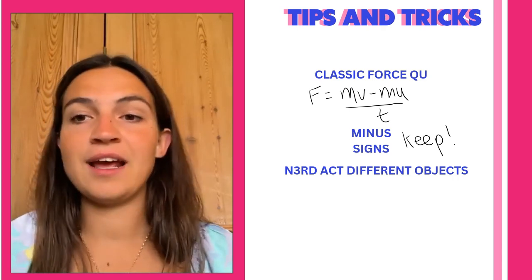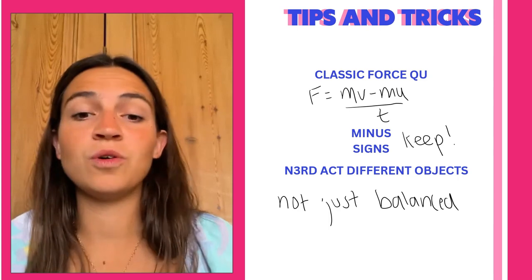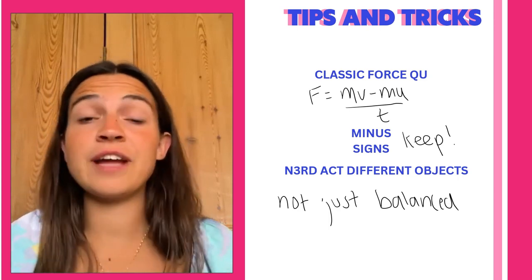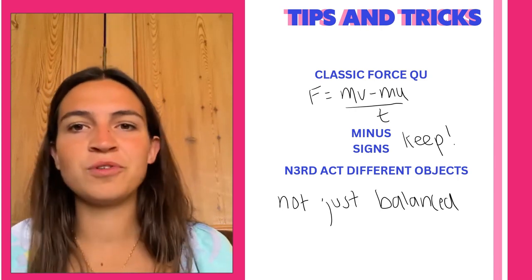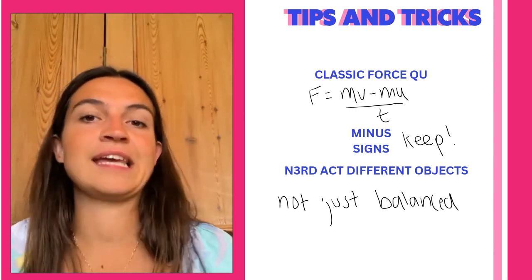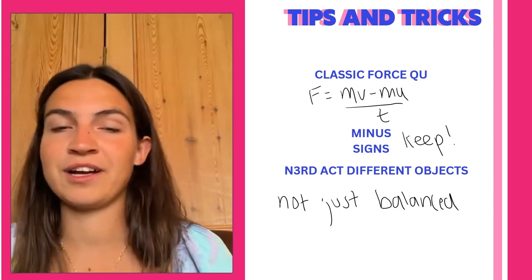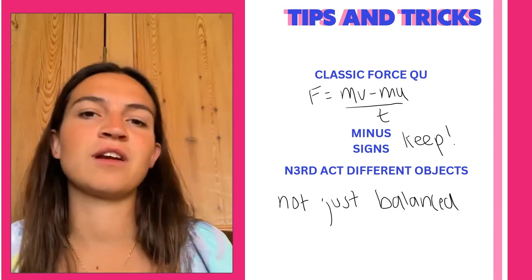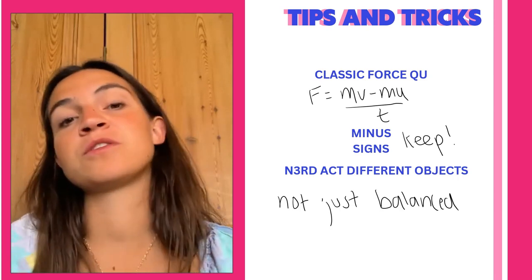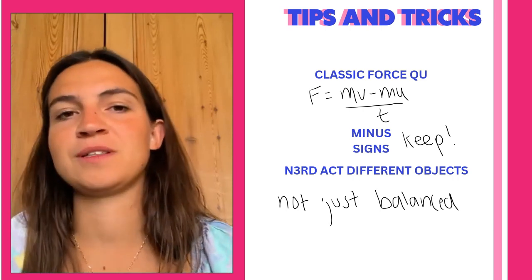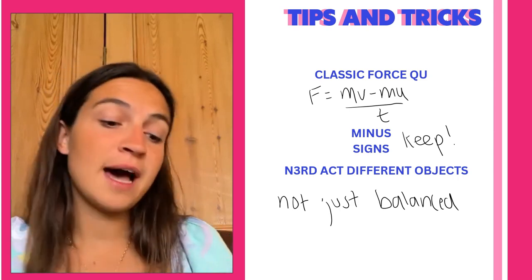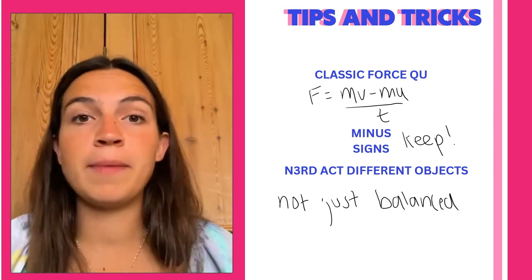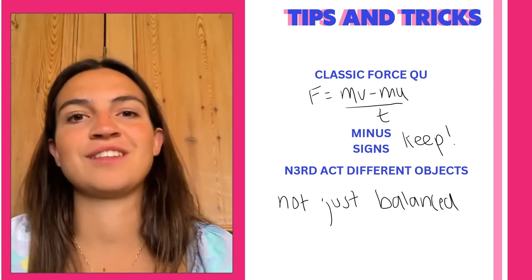And finally, my tip for Newton's third law is that these forces have to act on different bodies. It's not enough for these forces to just be balanced, i.e. equal size and opposite direction. That is not a Newton's third law pair, and that is by far the most common misconception about Newton's third law pairs. They must act on different bodies. But that makes all of the forces involved in momentum collisions Newton's third law pairs.